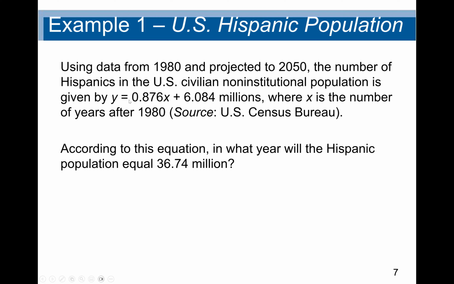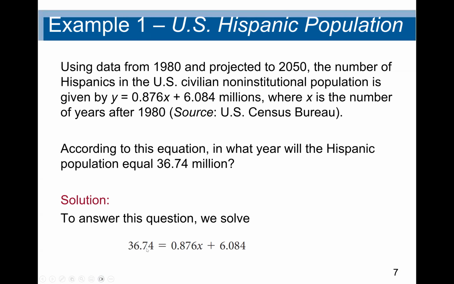36.74? So this means our equation is y equal to 0.876x plus 6.084. So we are going to use this equation, which means y equal to 36.74. So we are going to get 36.74 equal to 0.876x plus 6.084. So the goal here is to find the value of, again, x. So we can cancel positive 6.084 with negative 6.084. Then we can cancel 0.876 by dividing.